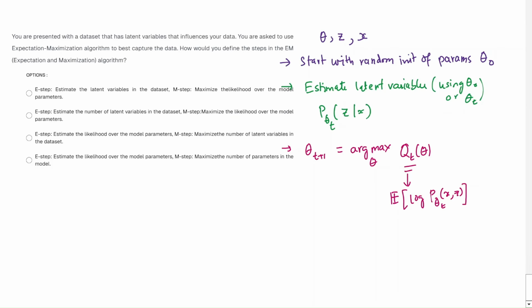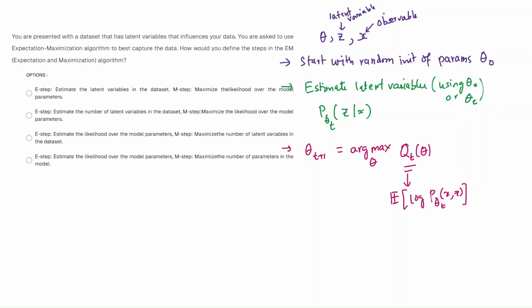Alright, so here we have a question on the EM algorithm. So the EM algorithm setup is like this. You have some model parameters theta. You have the data which is observable, which we call x. So x is the observable data, and z is the hidden data, or you can say the latent variable. And the EM algorithm goes like this. You start with a random initialization of the parameters called theta naught. Then you estimate the latent variables. In fact, you estimate the probability p theta t of z given x, right?